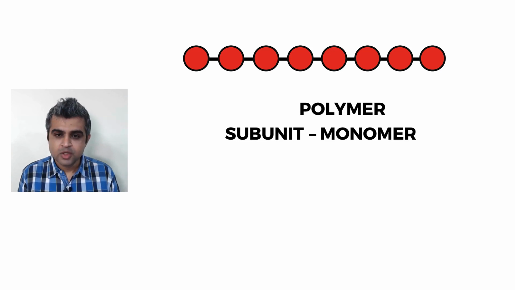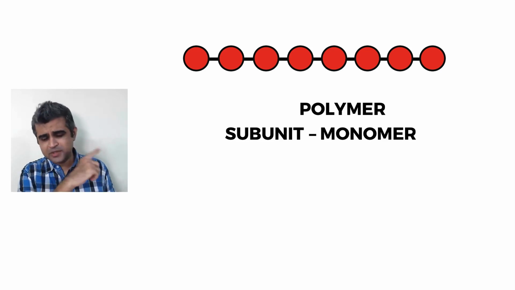Simple. So you can have amino acids. If the monomer is an amino acid and you join it together, you will get something called a protein or a polypeptide. If the monomer is some sugar, you will get something called a polysaccharide. So monomers are subunits which join together with bonds to form the polymers.